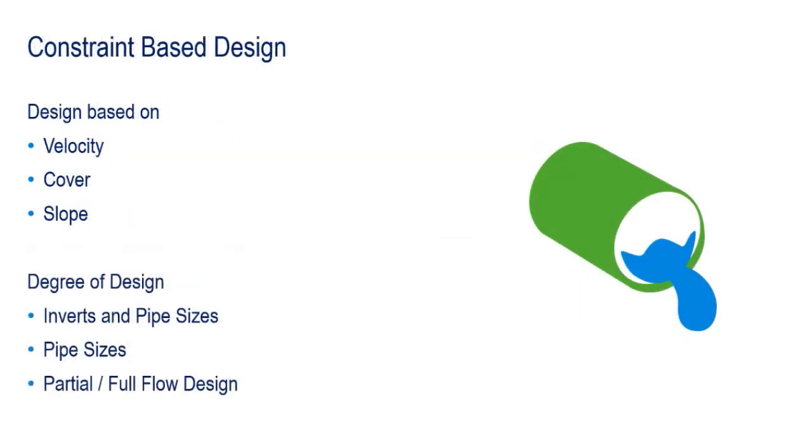So what is constraint based design? Constraint based design is basically design based upon three parameters in our StormSewer products. The GVF convex solver and the GVF rational solver require parameters such as velocity, cover and slope. So you need minimum velocity, maximum velocity, minimum cover and maximum cover, as well as slope. And based on these parameters, it gives you a degree of design.